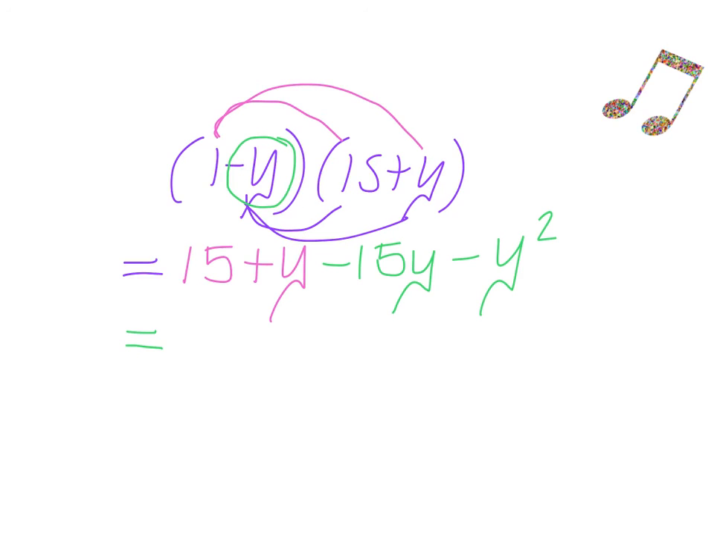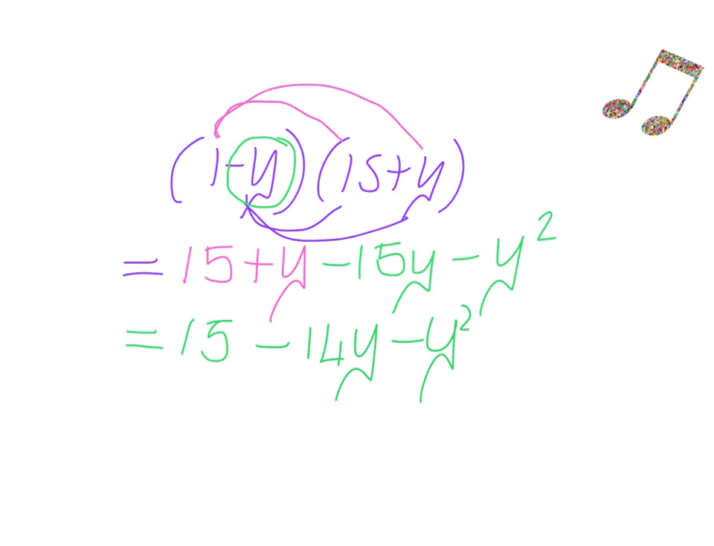And I'm going to simplify. So 15 stays where it is. I've got 1y here, a positive 1. That's where I am on the number line, so I'm at positive 1, and I need to take away 15. So I'm going to end up with negative 14y. And I'm taking away the y squared.